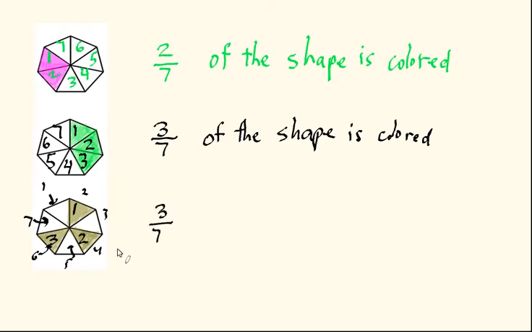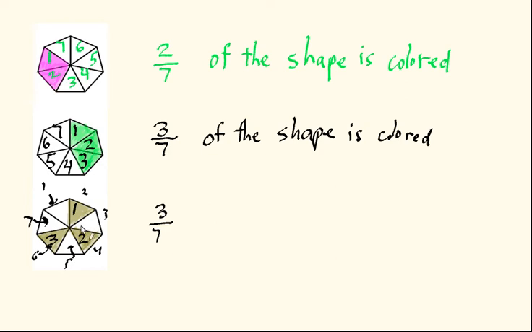And this might look kind of funny to you. You might be saying, wait a minute, I thought this was 3/7. How can this also be 3/7? Well, really what we're just saying is that 3 out of the 7 pieces are colored, and we can choose any 3 pieces. In this particular case, the 3 pieces we chose happened to be next to each other, so we had one contiguous piece that was colored. And here we chose 3 pieces. They're the same amount. They just happen to not be contiguous.